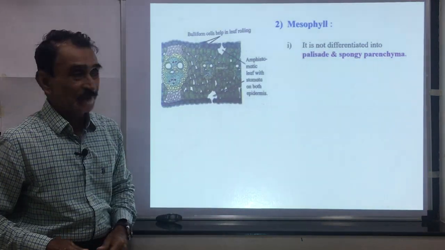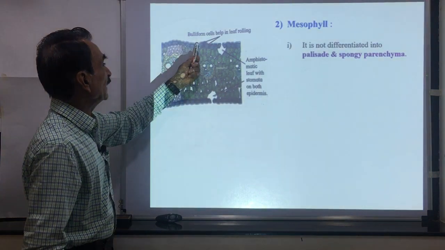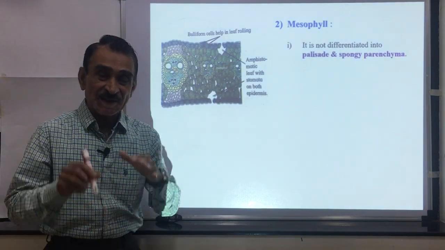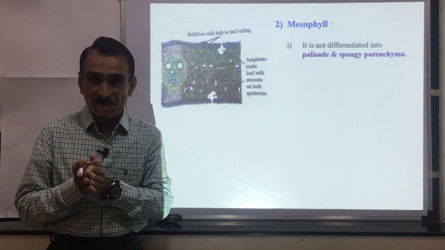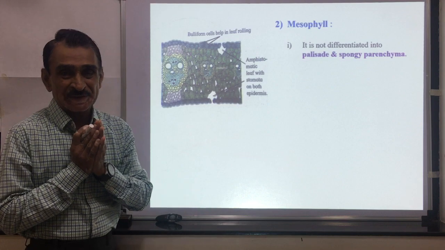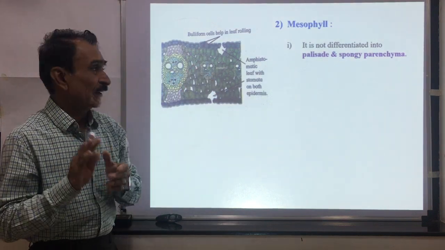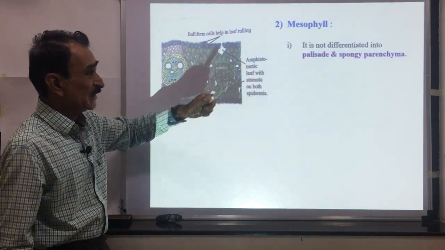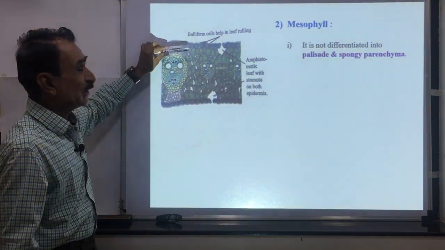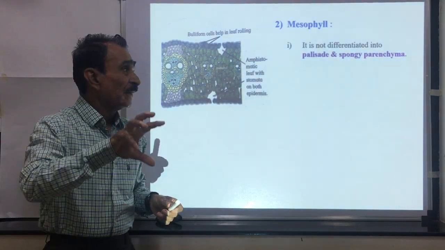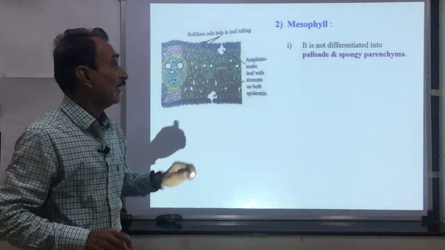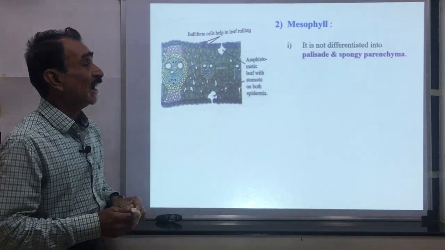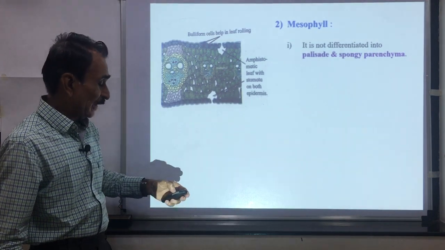Then you can see the mesophyll. Mesophyll tissue is present between the upper and lower epidermis. Here there is no differentiation into palisade and spongy parenchyma, which means all the mesophyll cells are similar. In palisade tissue, we have seen that cells are elongated, and spongy parenchyma cells are rounded. But in this case, all the cells are rounded. Means mesophyll tissue is undifferentiated.